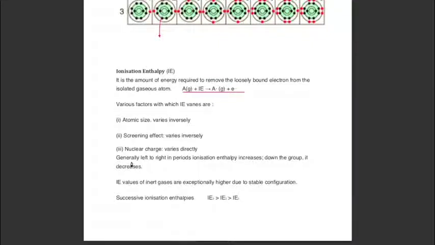In a period, the ionization enthalpy of inert gases is exceptionally very high. Exceptionally very high. Why is it so? Because of their stable configuration. Okay, they are stable, so they don't want to lose the electron. So this is the exceptional case that in a period, as we move from left to right, ionization enthalpy increases, but group 18 elements, noble gases, have the highest ionization enthalpy due to their stable electronic configuration.